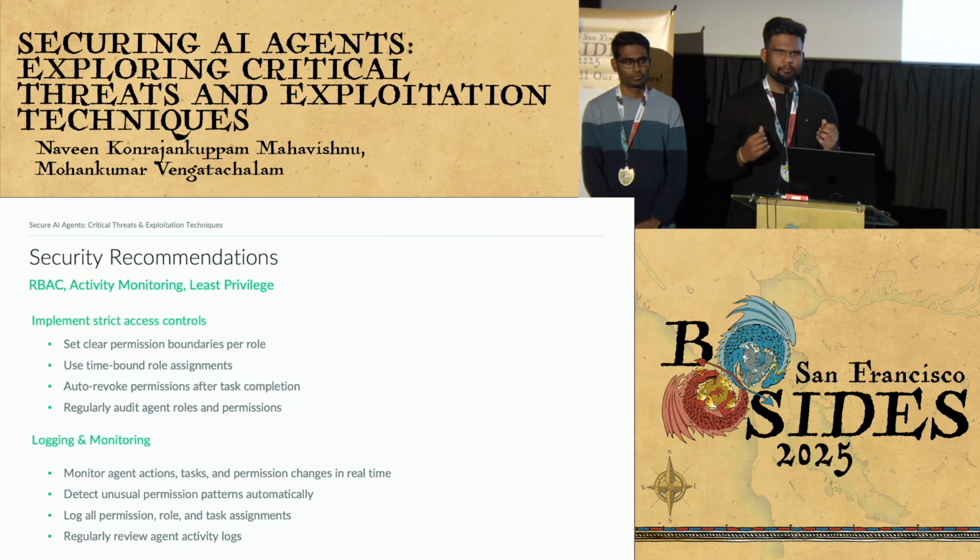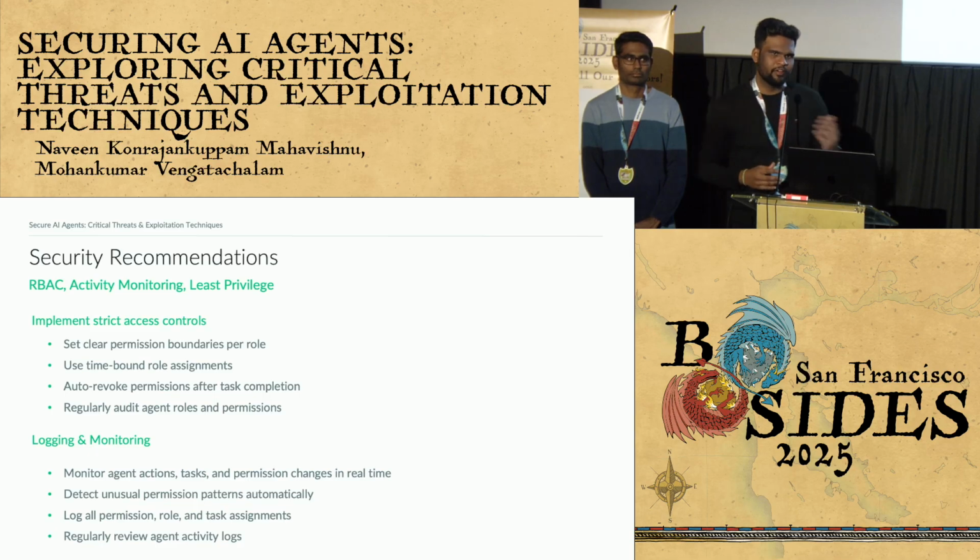Plus, make it a habit to audit the agent roles and permissions to catch if there is something off. Next comes logging and monitoring. We should always track agent actions, tasks, and permission changes that happen in real time. Automatically detect unusual or abnormal patterns.